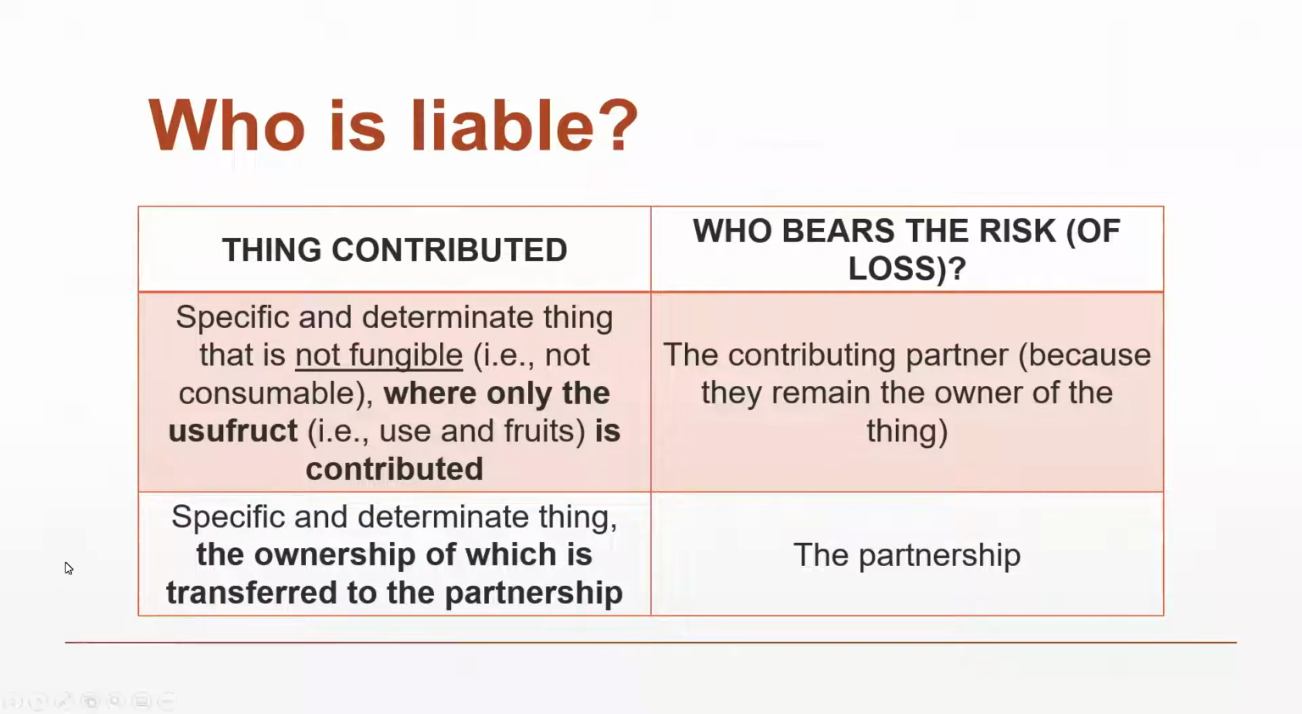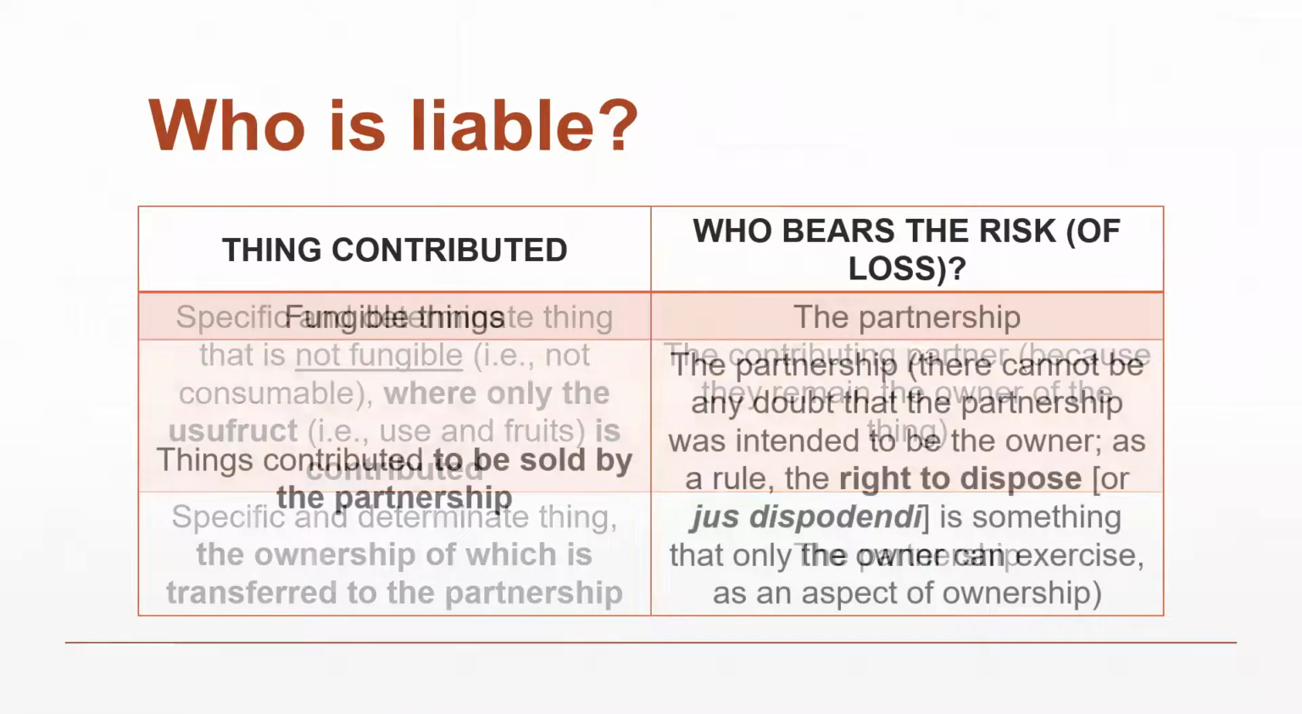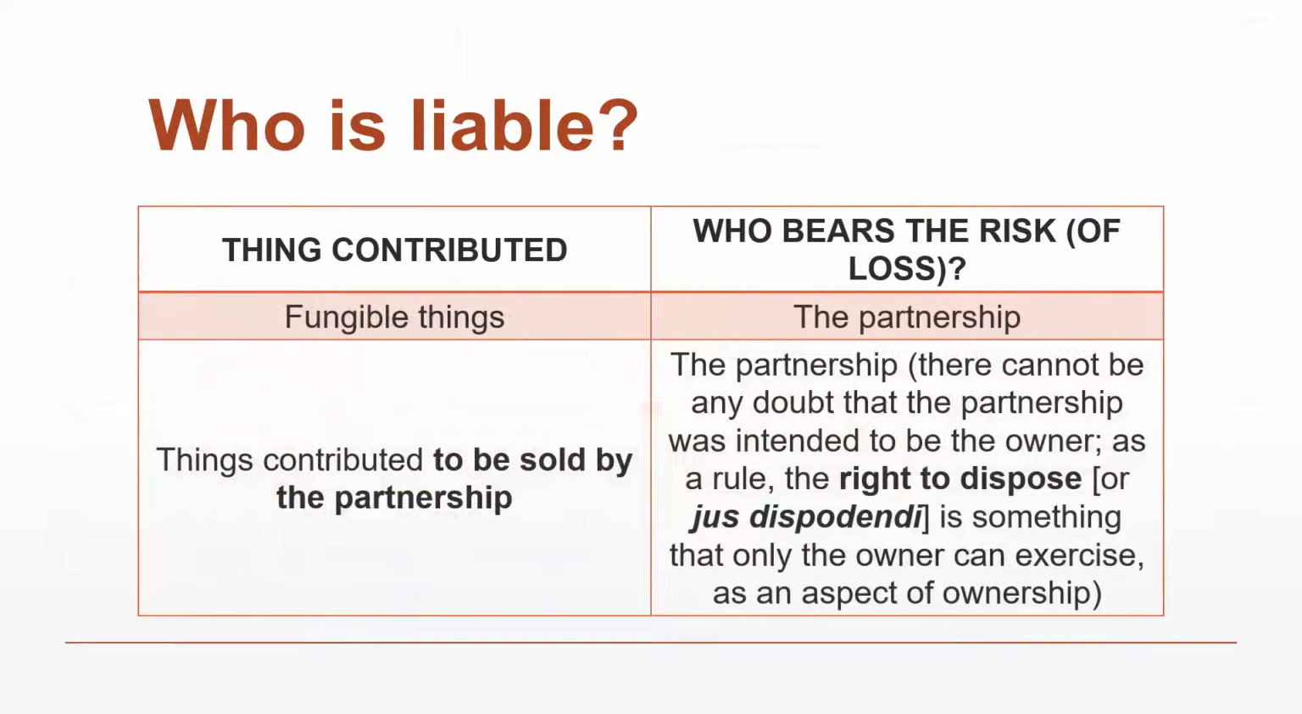Now, next, specific indeterminate thing, the ownership of which is transferred to the partnership. Res perit domino, it is now the partnership who owns the property and therefore the partnership bears the loss. For fungible things, of course, it is the partnership which must bear the loss. No surprise, di ba?